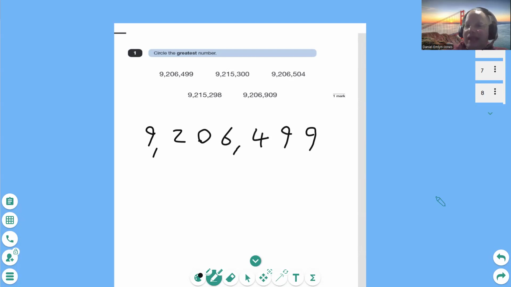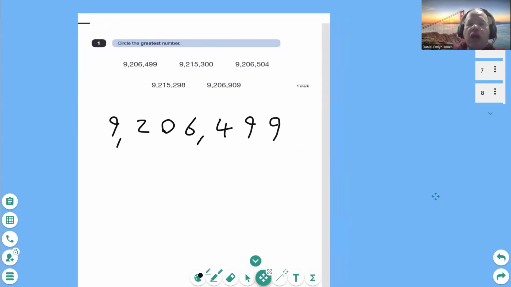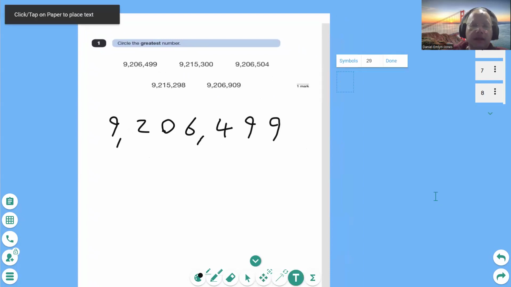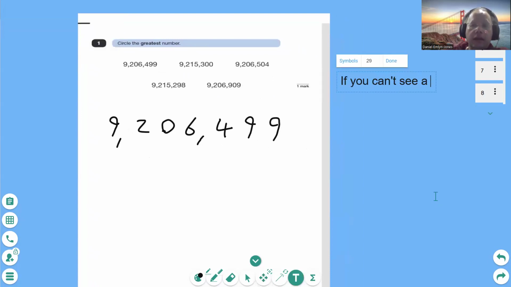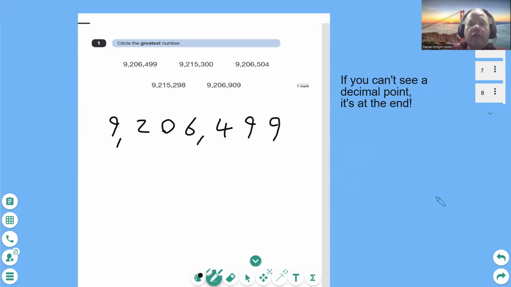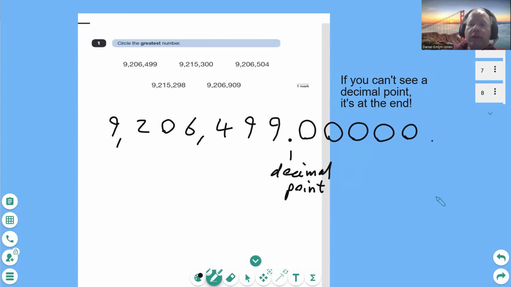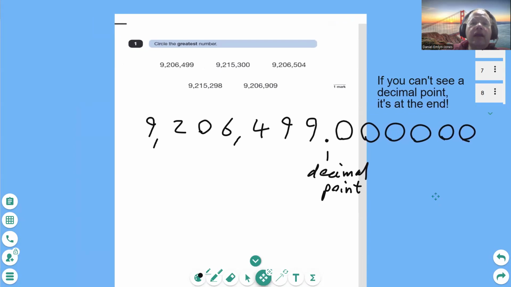The thing is, where do you put the decimal point in a number like that? And the rule is for decimal points, if you can't see the decimal point, it's at the end of the number. So the decimal point is here. And you can put zeros after that if you like. You can carry on writing zeros all year if you want, because they're all zeros. There's nothing else after that.